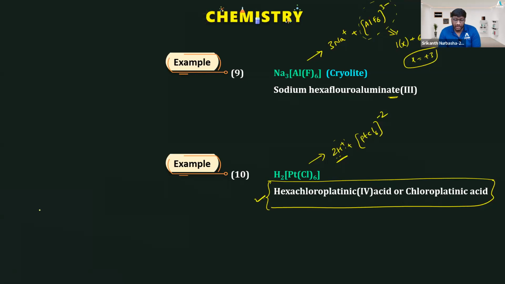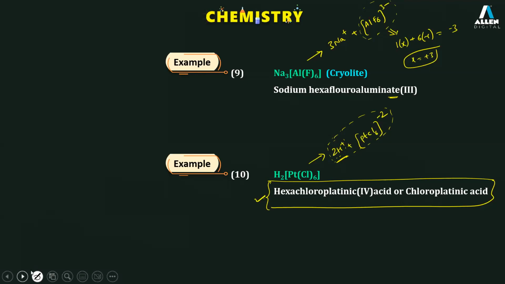Understood, students? H2PtCl6, if you directly write the dissociation, you get 2H+ and PtCl6 2-. If you want to name it with the rules of IUPAC nomenclature for complexes, you should write hydrogen hexachloroplatinate(IV). But in reality, its name is hexachloroplatinic(IV) acid. Why? Because this is a complex acid, not a salt. Got it? Yes, sir. Yes, very good.